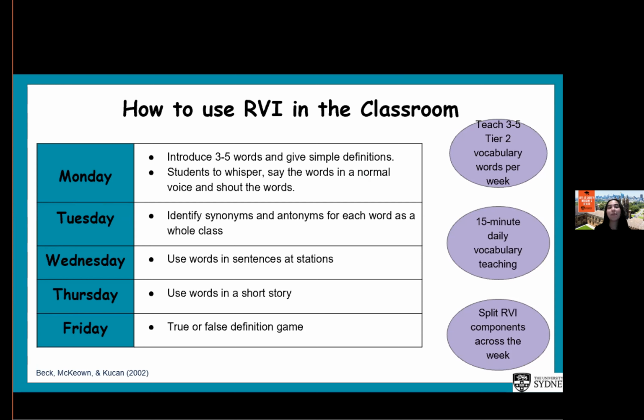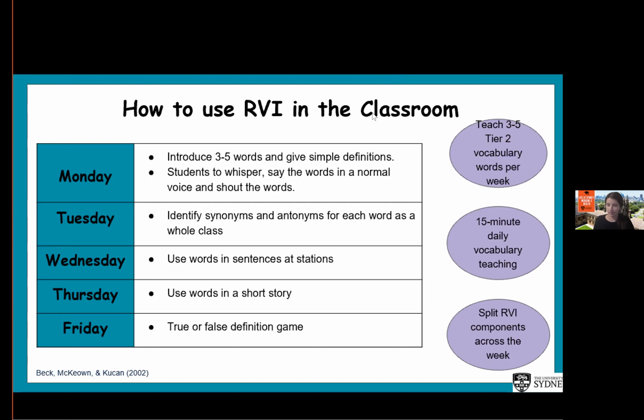So there are more examples of activities you could use at the end of the presentation, which we will provide. A word wall could also be created to keep track of all the words that have been covered throughout the term. It is also helpful to revise the words taught in previous weeks. This could be done by having an activity that focuses on words taught throughout the term.